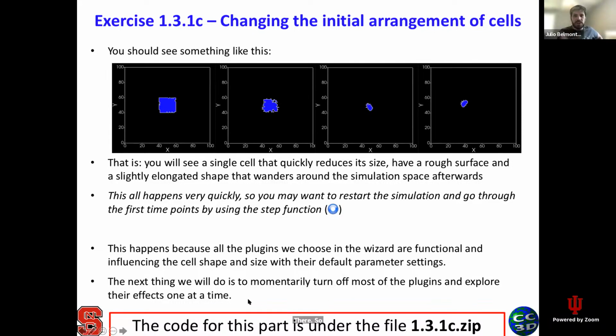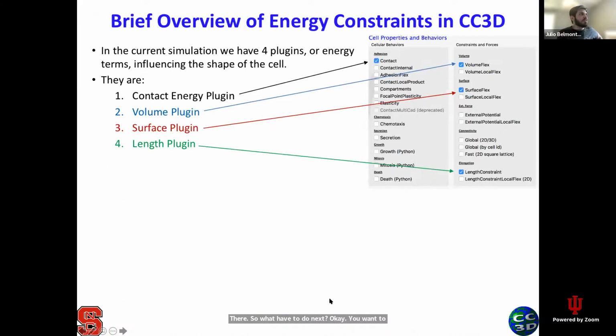So what you have to do next, okay? You want to turn off the plugins, okay? So when we used the wizard, on the last screen, you're asked which properties you want to have in your simulation. We selected contact, volume, surface, and length constraint. You selected 4 plugins that give properties to the cells, okay?